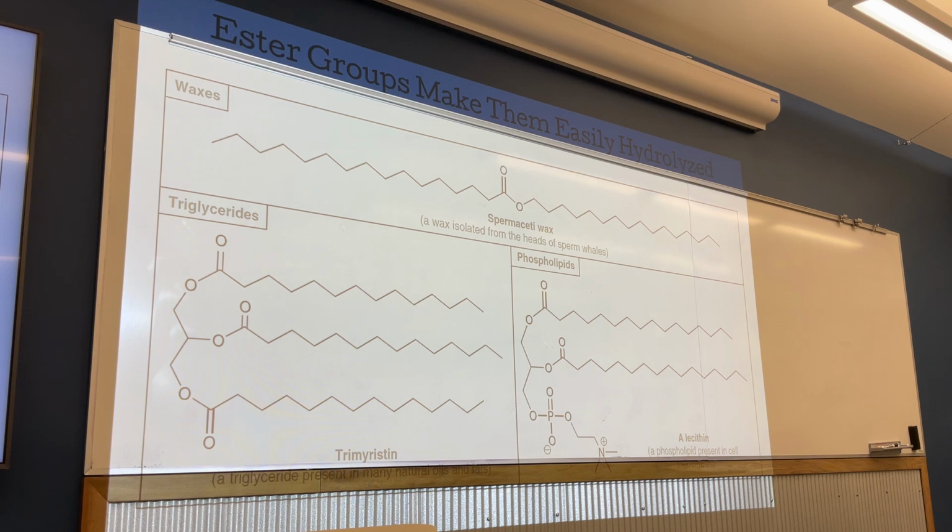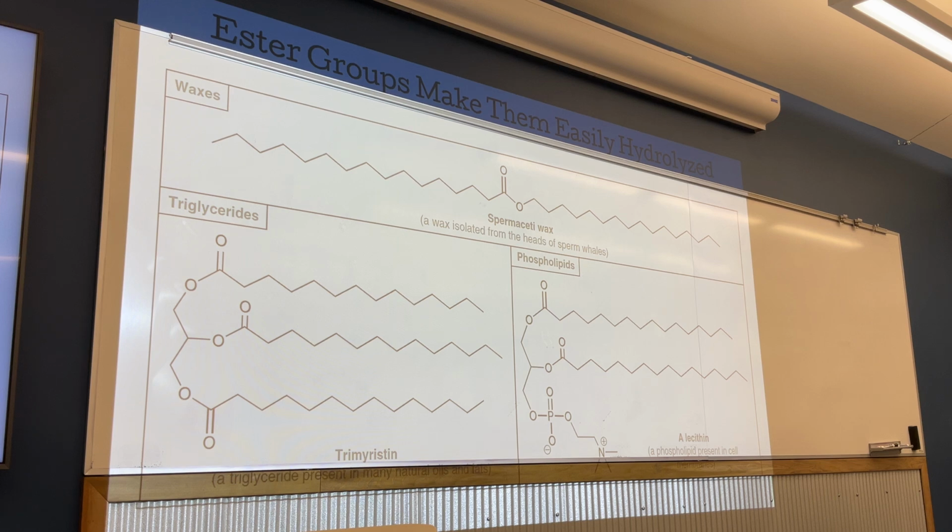So phospholipid lecithin, that's going to make up cell membranes, right? Here's a wax from the sperm whale, and triglycerides. There's all different types of triglycerides.